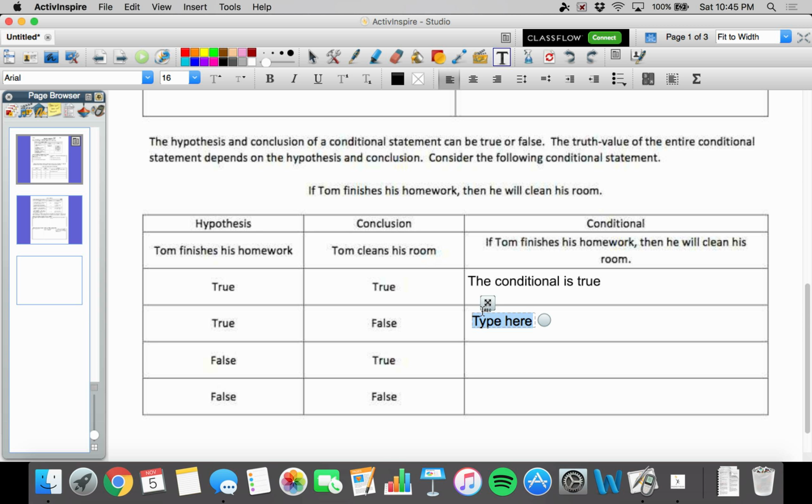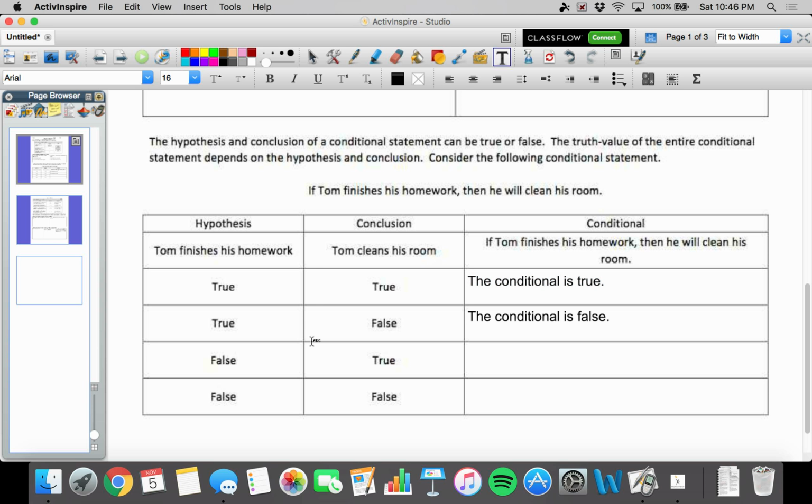So here, Tom finishes his homework, but the conclusion ends up being false. He finishes his homework, but he does not clean his room. So here, the whole statement is false. Tom's a dirty liar, and he didn't clean his room. Right?